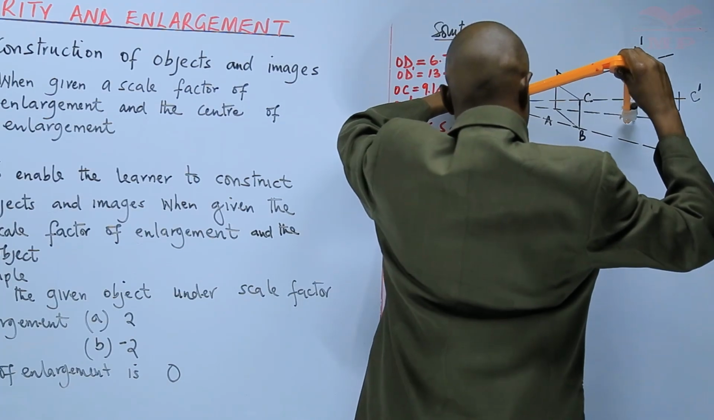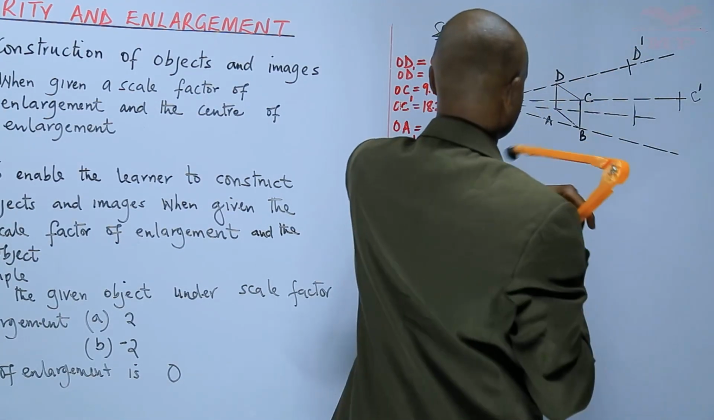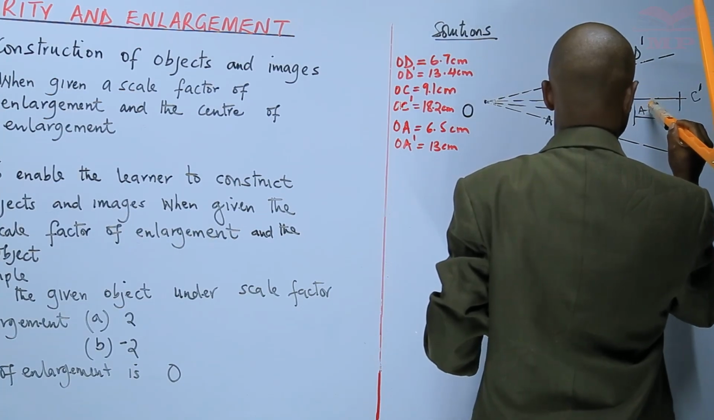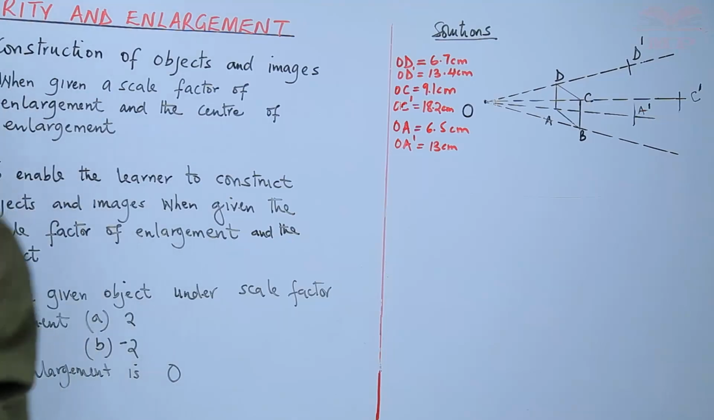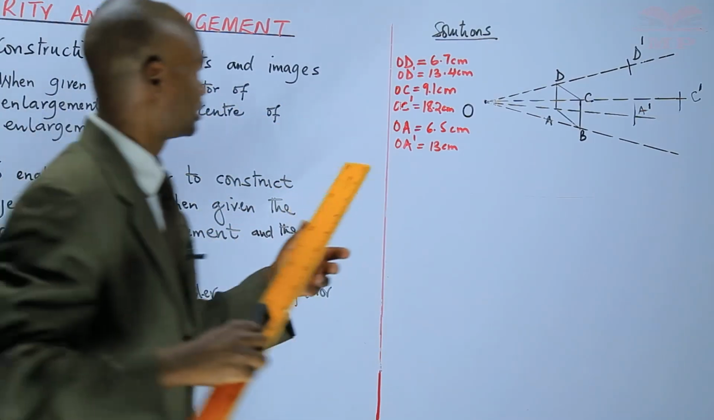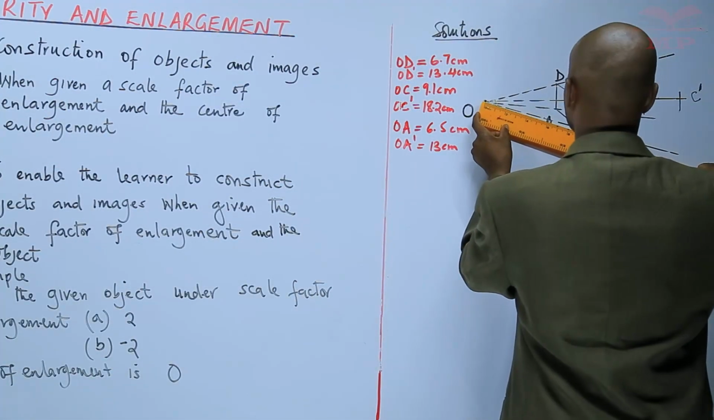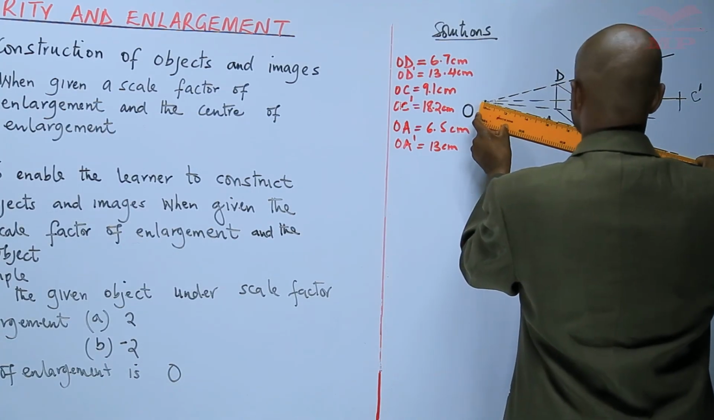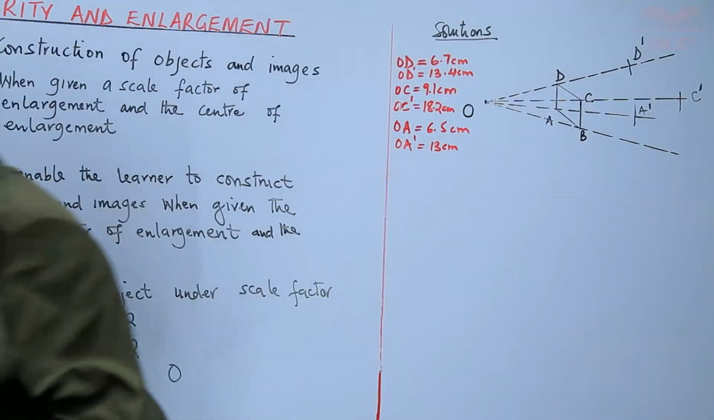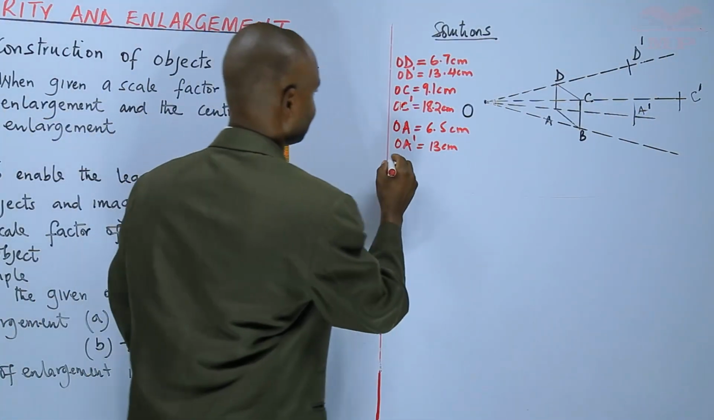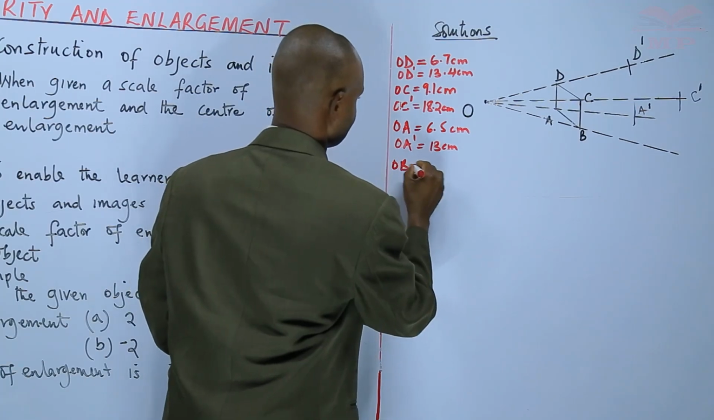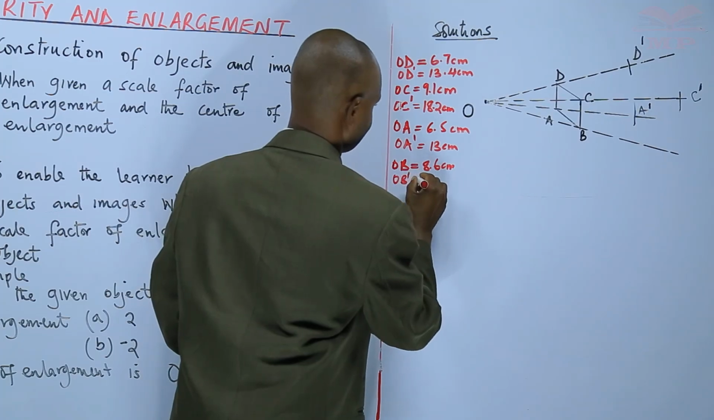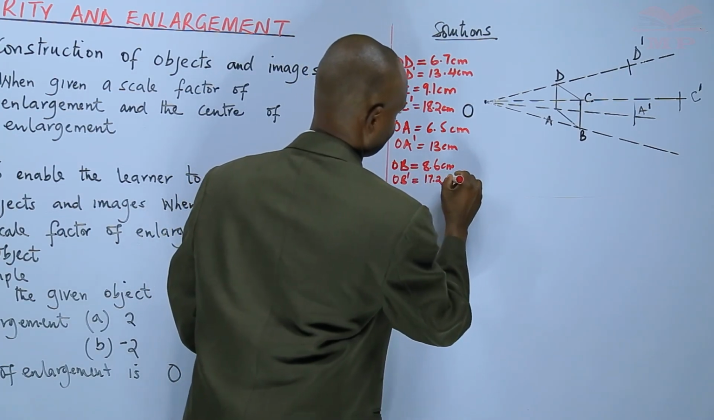So I'll come and scale A, that is A prime. The same will happen to B. OB is 8.6. So you come and say OB is 8.6 centimeters. OB prime will be 17.2 centimeters.